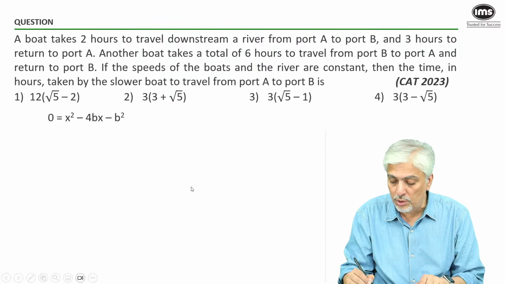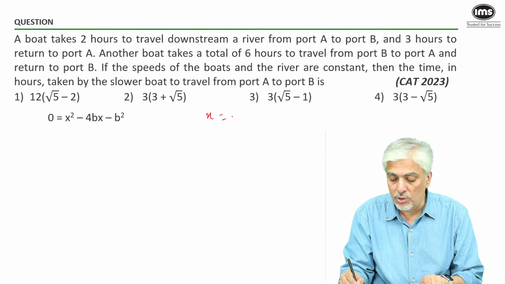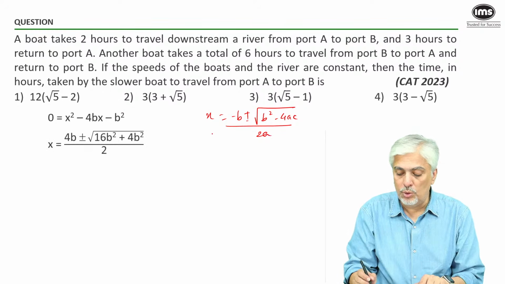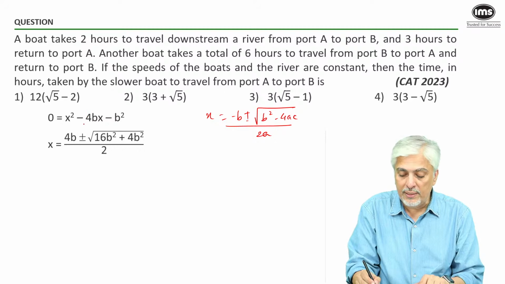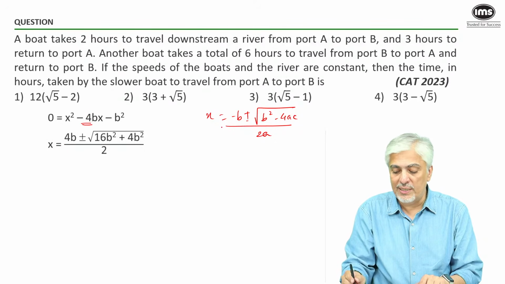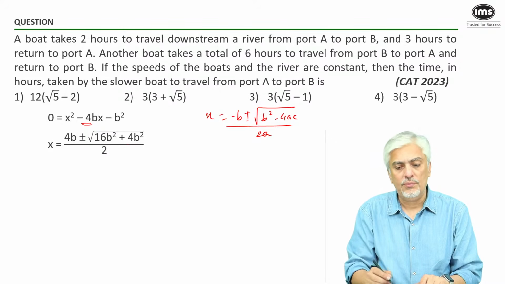What is the formula we know? For quadratic, x is equal to minus b plus or minus root of b square minus 4ac upon 2a. Let's apply that formula. So, x is equal to minus of minus b. B itself is minus 4b, so that will become plus 4b, plus or minus root of b square will become 16b square plus 4ac will become 4b square, upon 2. 2 ones are 2. Solve that.